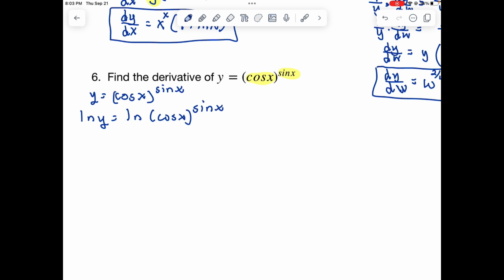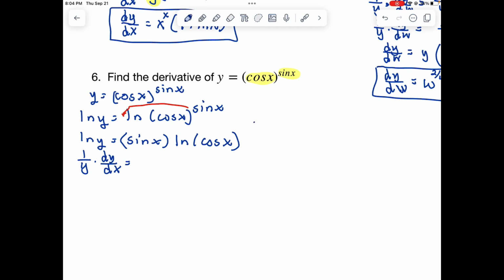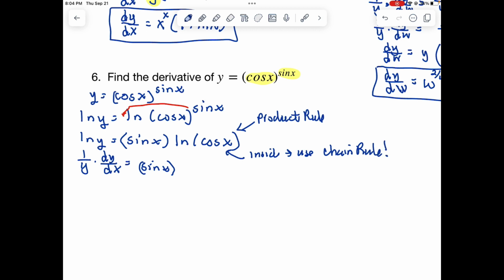Now remember, the first thing I'm going to do to solve these logarithmic equations is bring that exponent to the front. And that becomes the sine of x times the natural log of the cosine of x. So differentiating both sides, the derivative of the left-hand side is 1 over y dy dx. To find the derivative of the right-hand side, we're going to have to use the product rule. So the first term times the derivative of the second term. In order to find the derivative of natural log of cosine of x, we have an inside function, so we're going to have to use the chain rule.